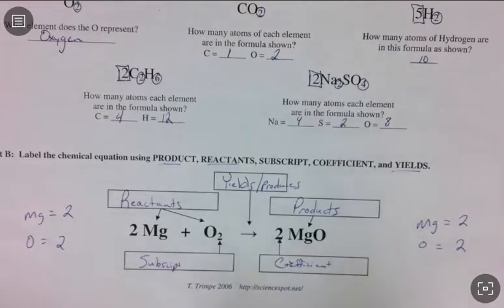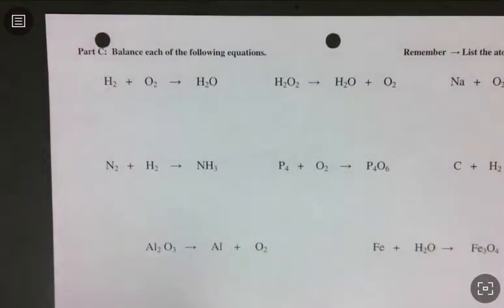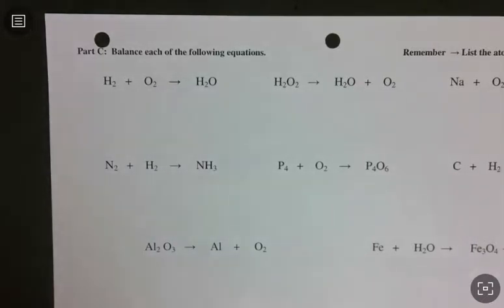Now that's important to get us started on what the back side of this paper looks like. Here it says balance each of the following equations, and I'm going to teach you what that looks like. We now know what the subscripts are and what the coefficients mean. We now have to go through this practice of balancing the chemical equations themselves. That means we're going to be adding coefficients where we need to. We can't change any subscripts, but we can change the overall coefficient to make sure that these are balanced.